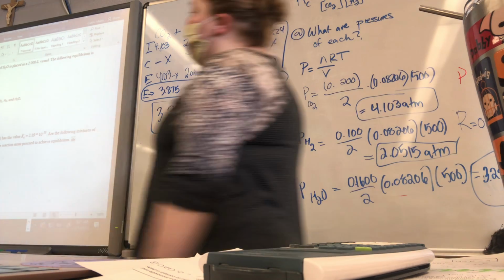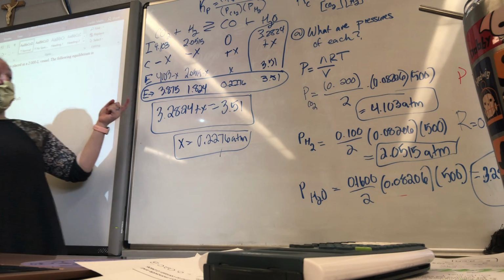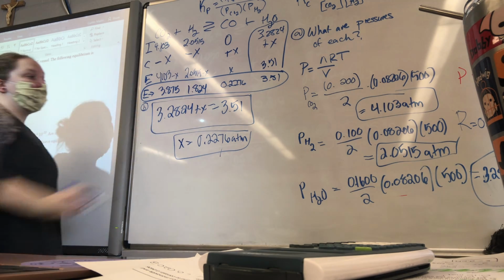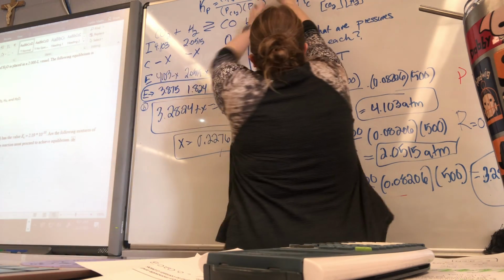Part B just says to calculate equilibrium pressures, so that's good, right? This was B. Part C says, what is Kp? So what are we going to do? Plug it into the expression and get a Kp value. So remember, this is my expression.